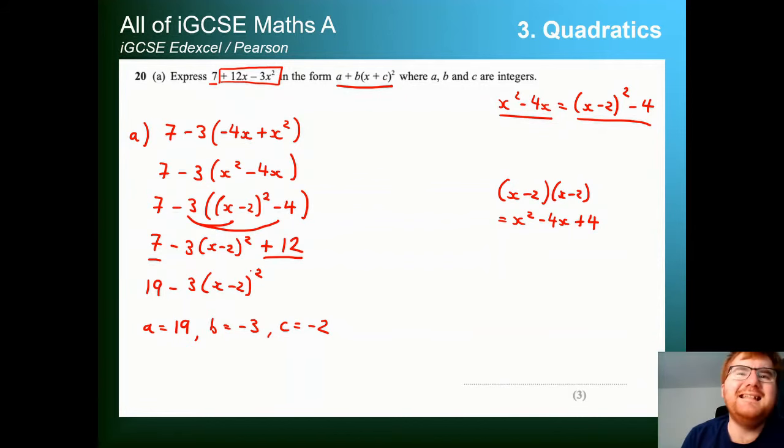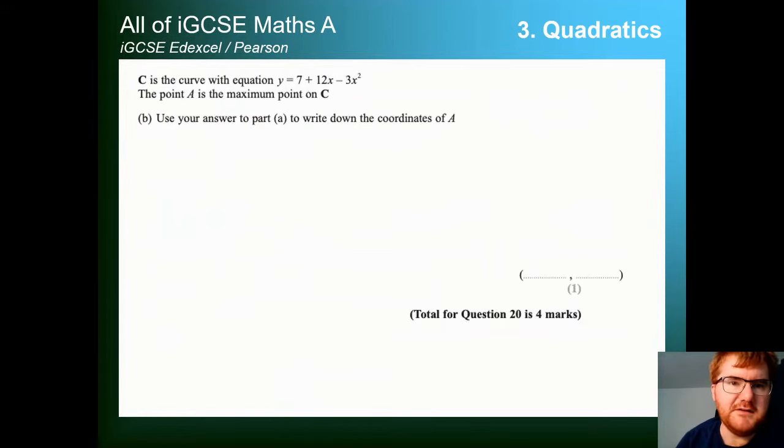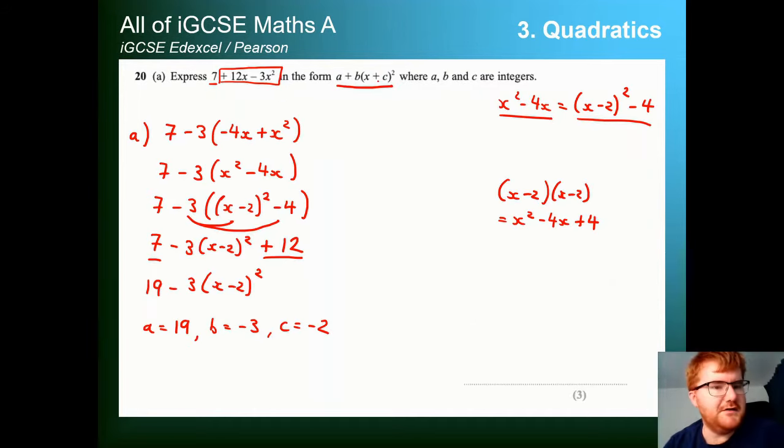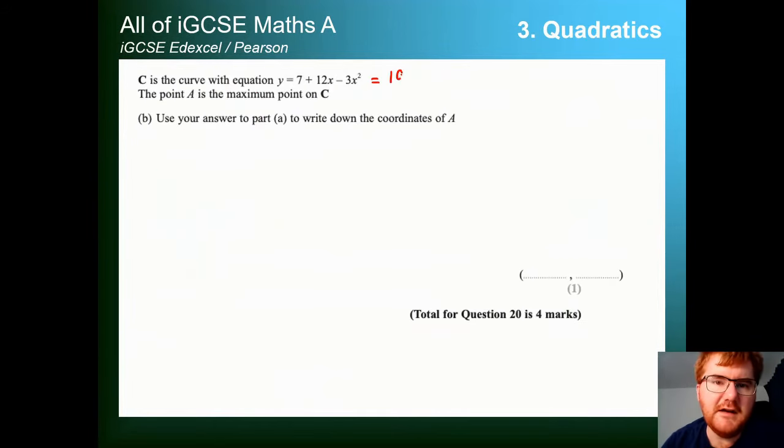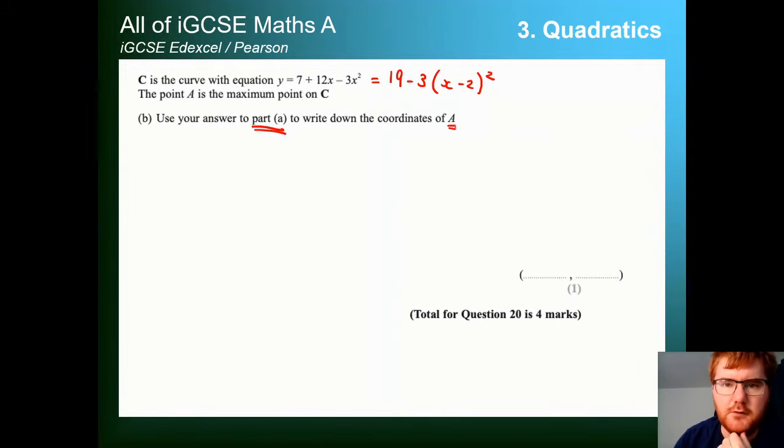Now, the reason they like you to put it in this particular form, so you're looking at the next part of the question, they'll tell you that a curve C is equal to this, and I'm going to write in the answer we just generated: 19 minus 3, x minus 2 all squared. These two things are the same. And the point A is the maximum point on C. So a little bit of calculus in here. And use your answer to part a to write down the coordinates of A. So you have to use part a to work out the coordinates.